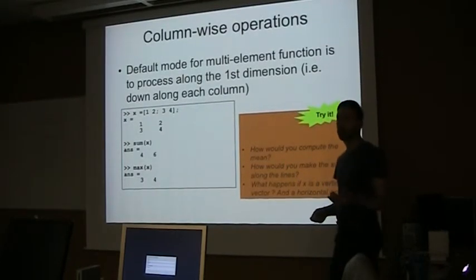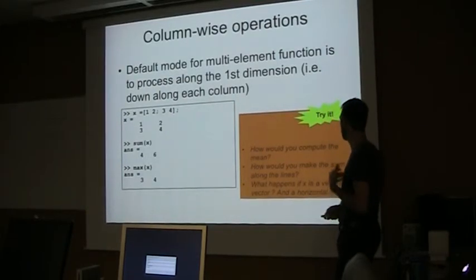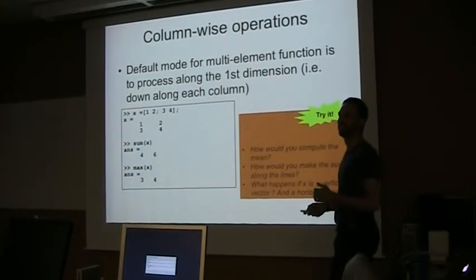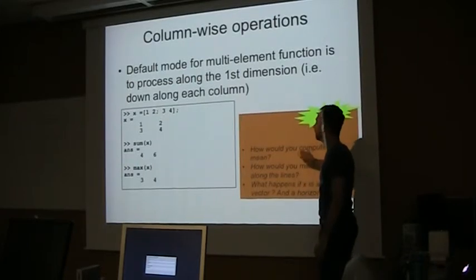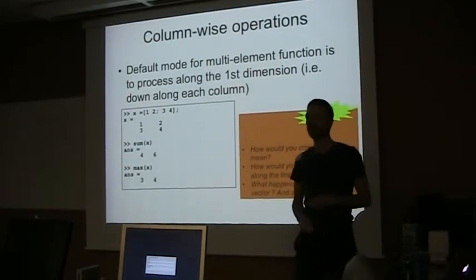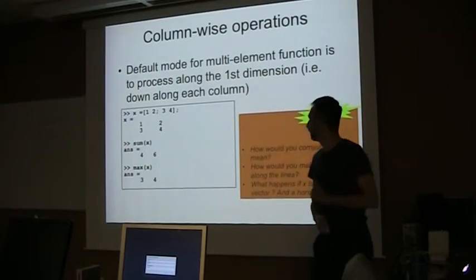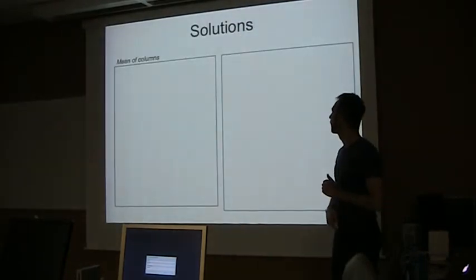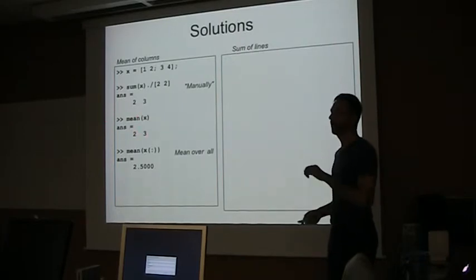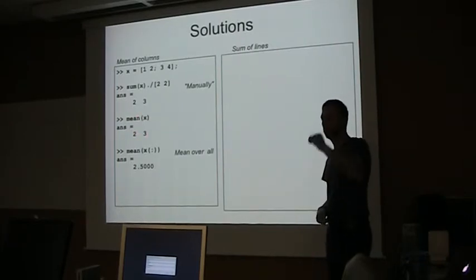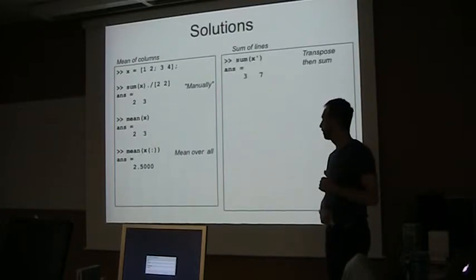How would you compute the mean, for example? How would you make the sum along the lines? I just told you. So you just add comma 2. You can maybe try this out later. The mean, you'll see how you do it. There's a function, for example, called mean, which is the easiest way. Oh, yes, here it is. For example, if you just say mean of x, you get again two numbers because it goes down in the first dimension.